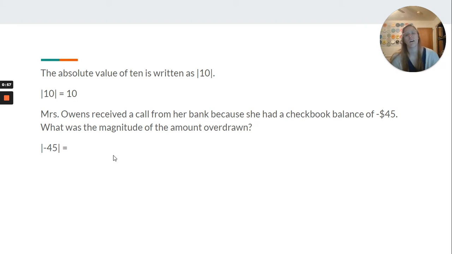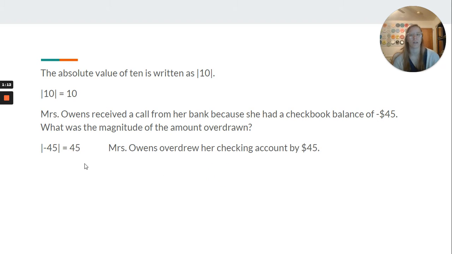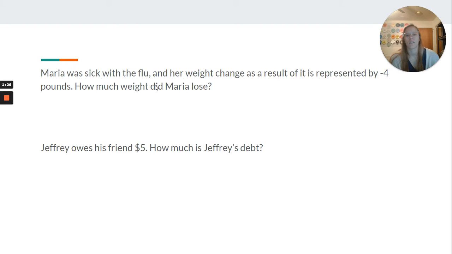Mrs. Owens received a call from her bank because she had a checkbook balance of negative $45. What was the magnitude, so measurement, of the amount overdrawn? So we have negative 45 in the brackets. So how many spaces away from 0 is negative 45? Well, it's not going to be negative 45. It's going to be a positive 45. So Mrs. Owens overdrew her account by $45. So when you're dealing with absolute value, it's always going to be a positive number because it's the distance from 0. Okay, let's look at a couple others.